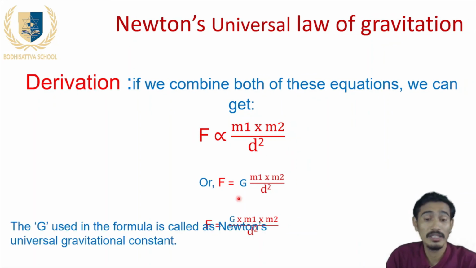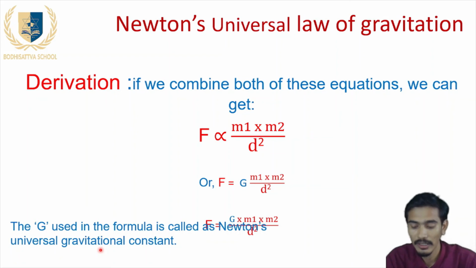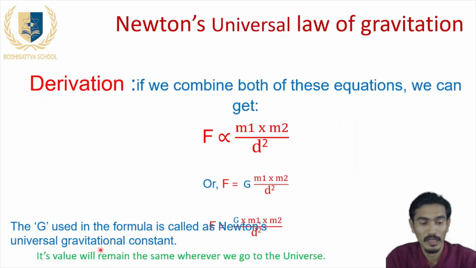So the G which we have been discussing in this formula, the capital G, which is written in the blue letter here, is called Newton's universal gravitational constant. This is the constant. Constant means its value will never change wherever we go in the universe. The value of the capital G will remain the same wherever we go in the universe.